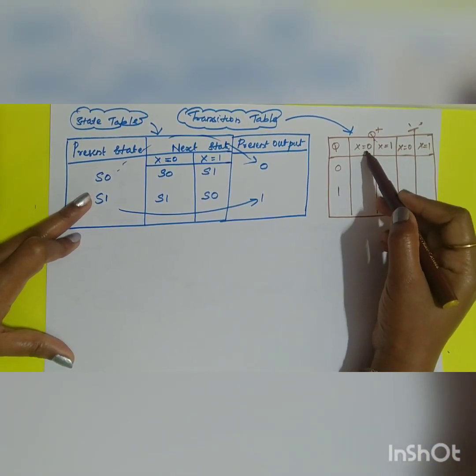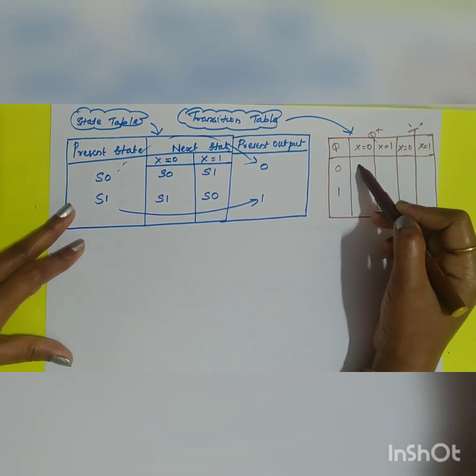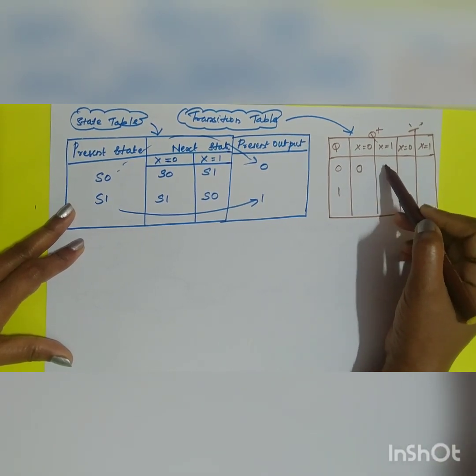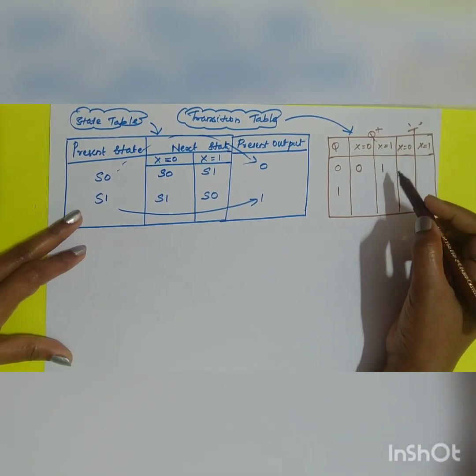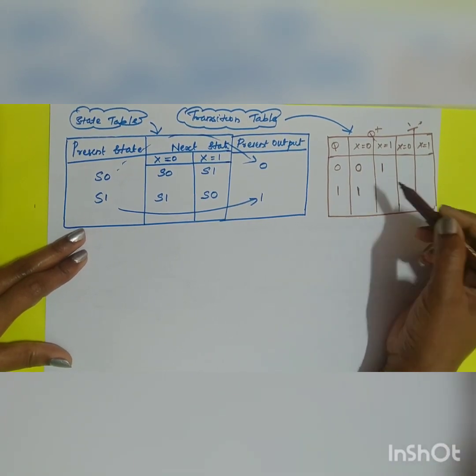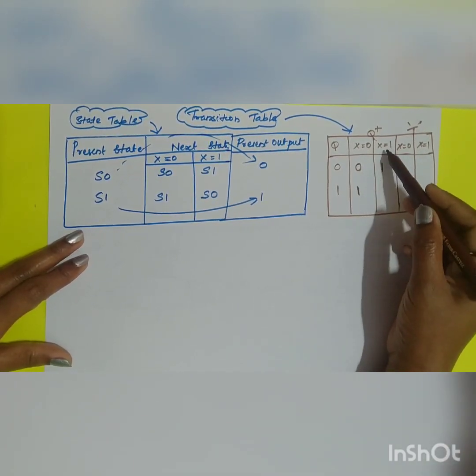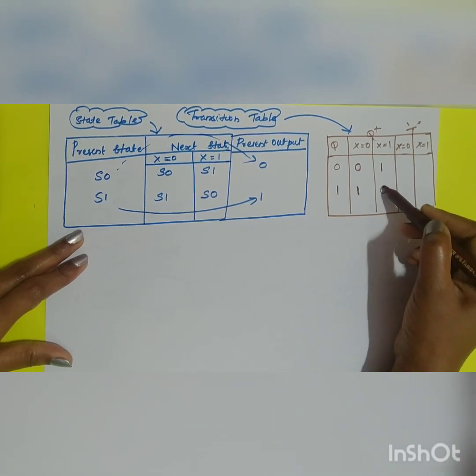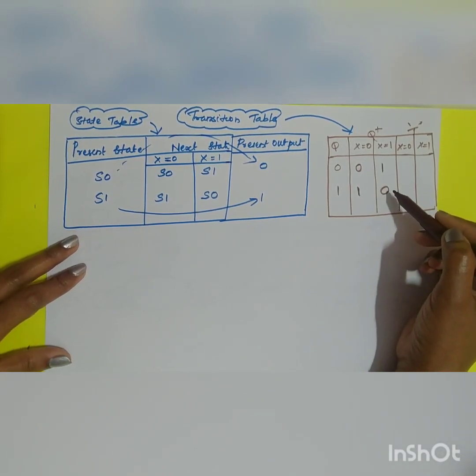What will be your x? x is equal to 0 means there is no change, so it will be in 0 itself. If x is equal to 1, the state will be changed. Similarly, if x is equal to 0, there is no change, it will be in that state. When x is equal to 1, there will be a change, so it will go back to 0.